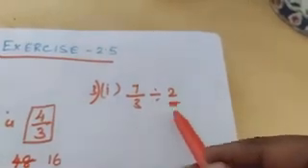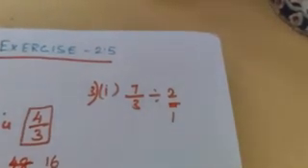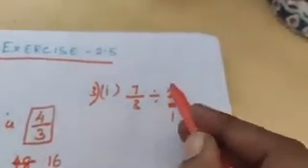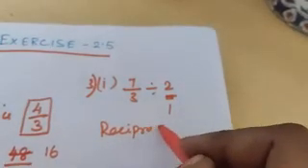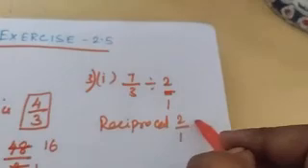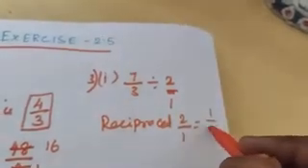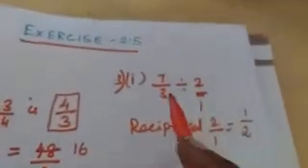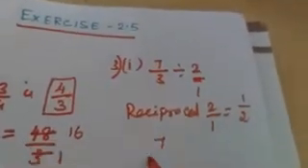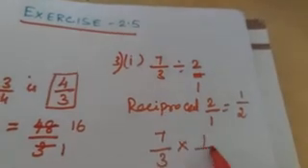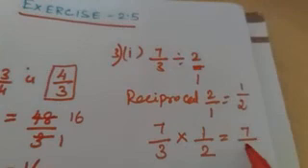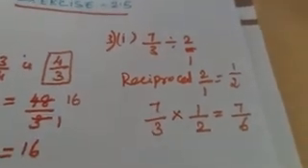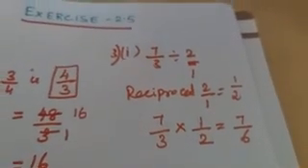We know that now denominator means we have to take as 1. Now if you find the reciprocal of 2 by 1, what is the reciprocal? Reciprocal of 2 by 1 is, yes, 1 by 2. Right? So reciprocal is 1 by 2. Now you can multiply with this one. So 7 by 3 multiply by 1 by 2. So 7 into 1 is 7 and 3 into 2 is 6. So it is 7 by 6.